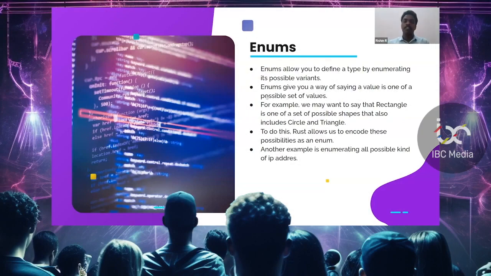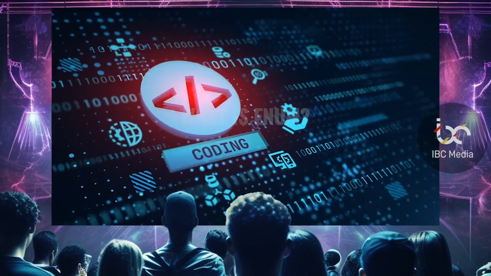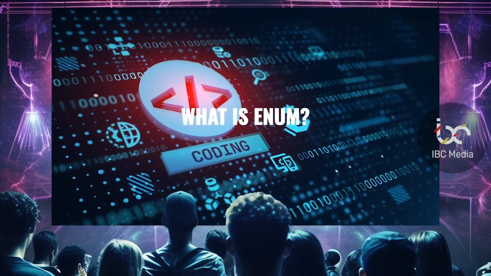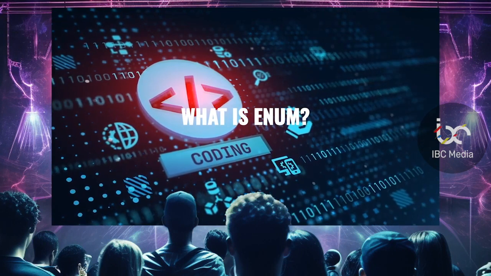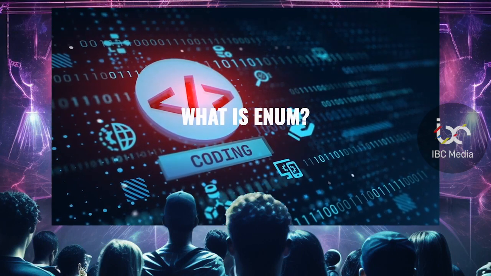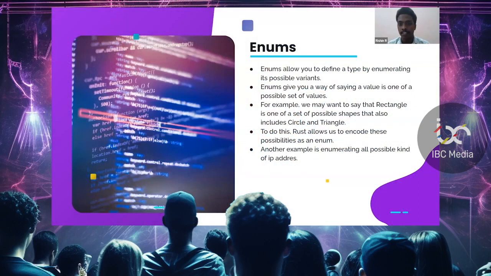Okay, what is enum? So now you've seen struct. The difference between an enum and a struct is basically that an enum allows you to define a type by enumerating its possible variants. So you can have different variants for a particular value, and this can be shown using an enum. You can imagine it similar to the IP address version.